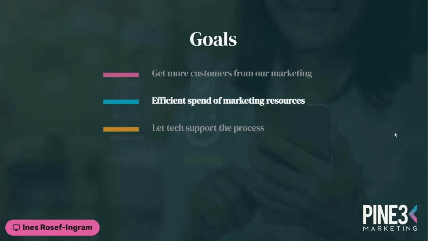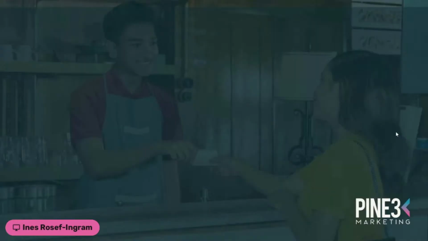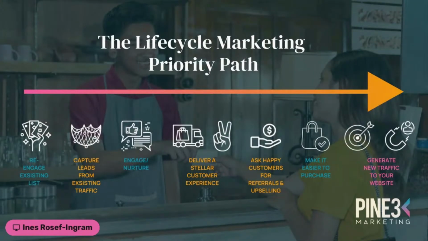So how do we efficiently spend our marketing resources? There's a lot of things we need to do. Now, here is the lifecycle marketing priority path that we use with our clients when it comes to customer journeys and conversion strategies. So the first thing that we look at is, do you have an existing list or any contacts, previous purchases, etc., that we can re-engage? That is the first step, because that's low-hanging fruit that doesn't cost a lot of money, but you can get good results from it that then gives you the income needed to do the other things. Then we go on to look at your lead capture. Are you capturing leads from your existing traffic?